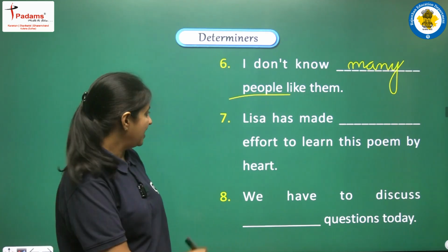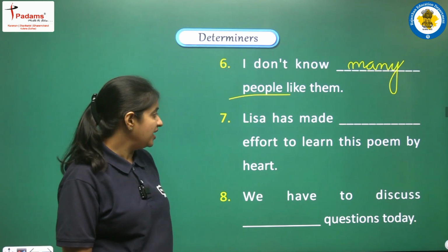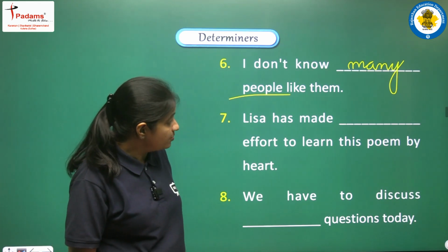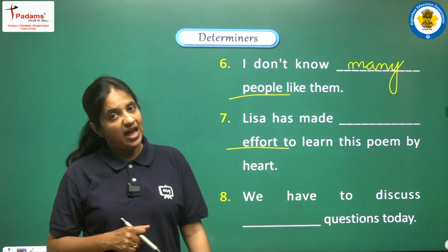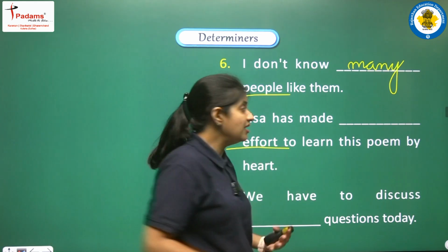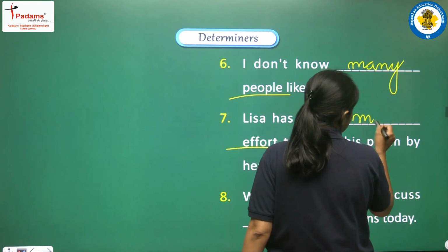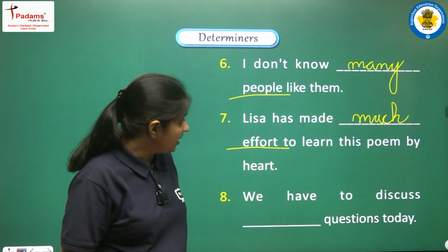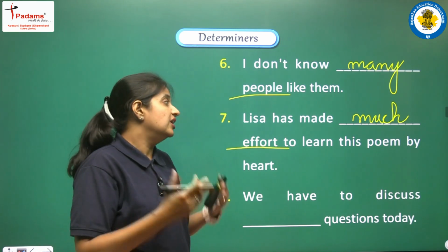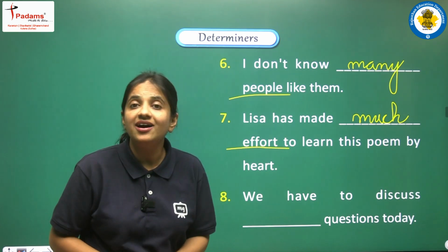Clear? Next, Lisa has made effort to learn this poem by heart. So here we are having effort. So effort is an uncountable noun, and for that we have to use much here. And the sentence will be, Lisa has made much effort to learn this poem by heart.